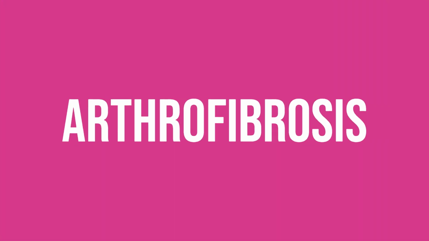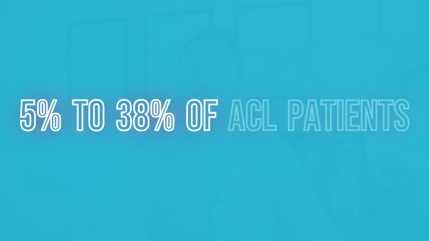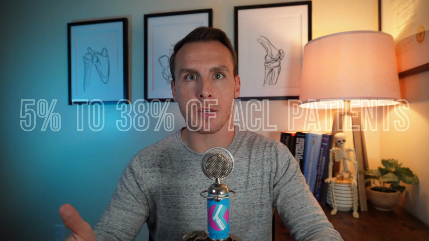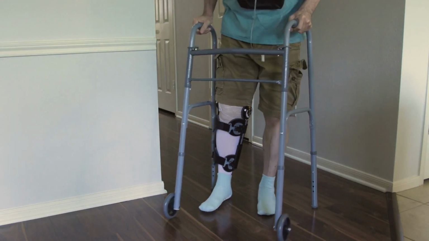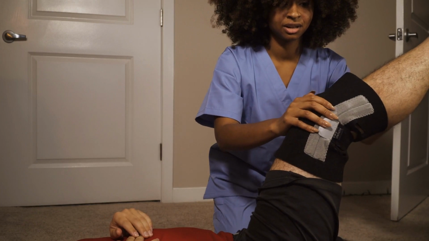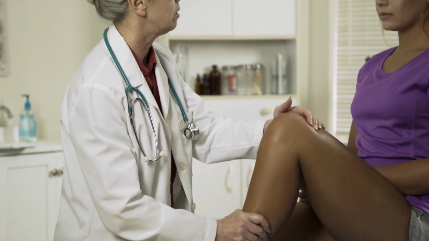Number 3, arthrofibrosis. Arthrofibrosis is a condition characterized by abnormal increase in formation of scar tissue within a joint, resulting in stiffness. This condition frequently emerges as one of the most common complications following ACL surgery, affecting approximately 5 to 38% of individuals who undergo ACL reconstructions. The telltale signs of arthrofibrosis become apparent during the earlier stages of rehab. You may experience an inability to fully straighten your knee within the first 2 weeks post-surgery, or struggle to bend your knee after about 6 weeks after surgery.